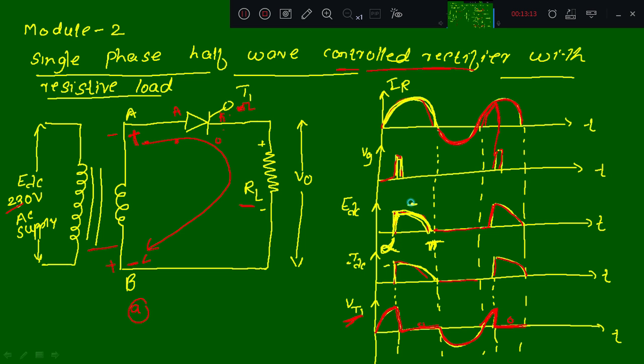This one we are calculating mathematically: EDC, IDC and then ERMS. In the positive half cycle, this end is positive and this end is negative. After applying the trigger pulse to the gate, current flows like this. For the negative half cycle, this end is negative and this end is positive, and no current flows, which is shown in the graph. After applying the trigger pulse, output voltage is observed here. This is the current. Mathematically we are finding it.